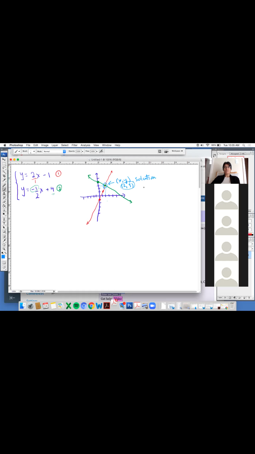Okay, so how could we check that this is correct, that x is 2 and y is 3? Any ideas? Check. Plug it in. Plug them in, yeah, exactly. So yeah, if I plug these values into both equations, if they work for both, then it's correct. If they don't work for both, then I probably guessed wrong. Okay, so let's plug them into both equations.